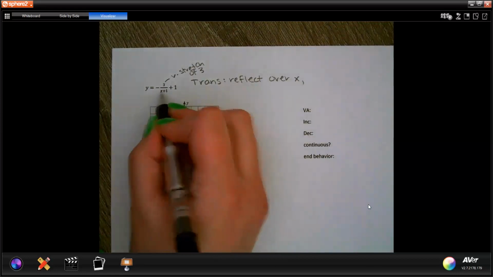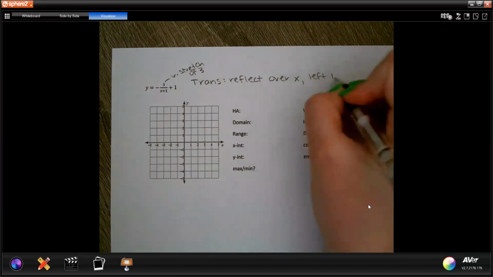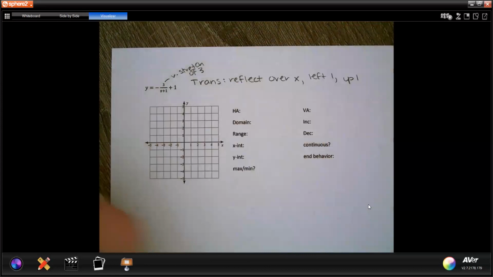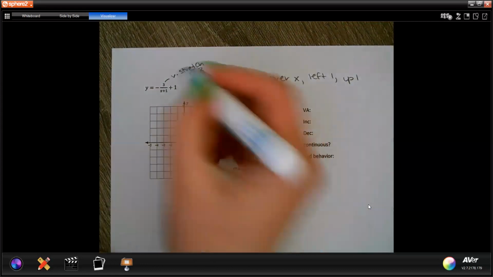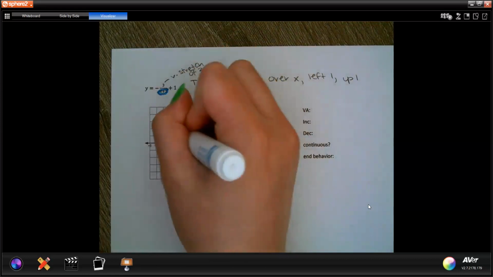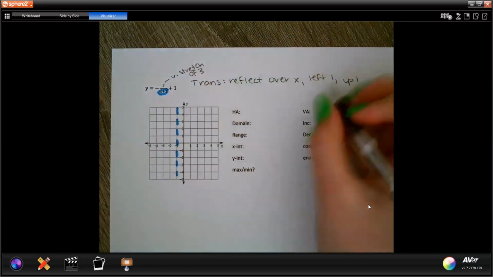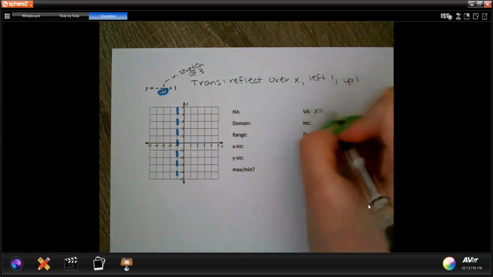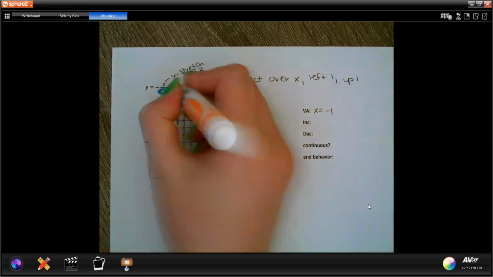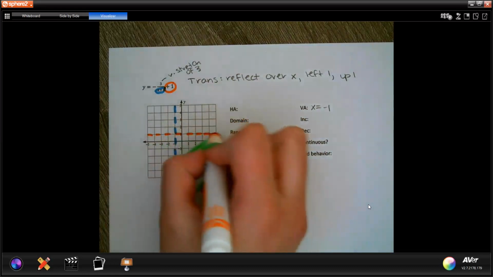Then down here, the x plus 1, that's like the inside of the function. So that's a left 1. Plus 1 on the end, that's the outside of the function. That's an up 1. All right, so here is our vertical asymptote. We're doing the opposite. So our vertical asymptote is left 1, x equals -1. Our horizontal asymptote is up 1, y equals 1.